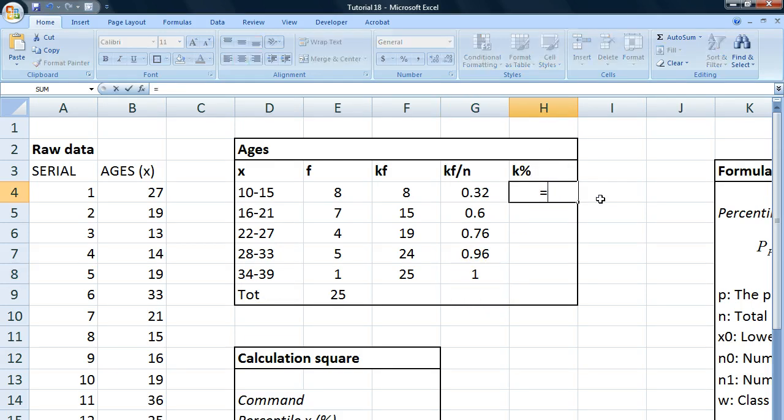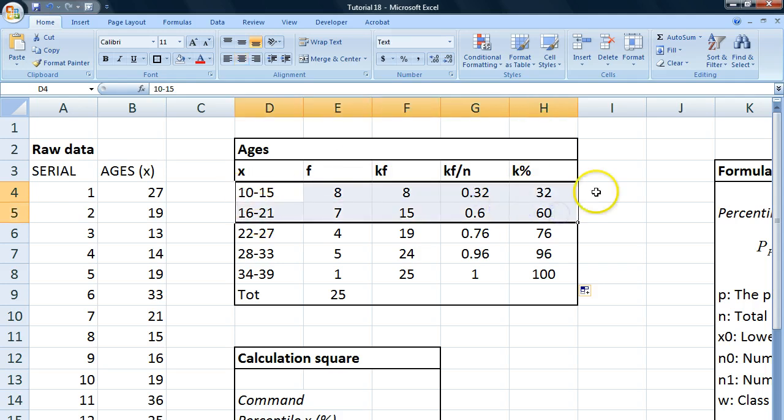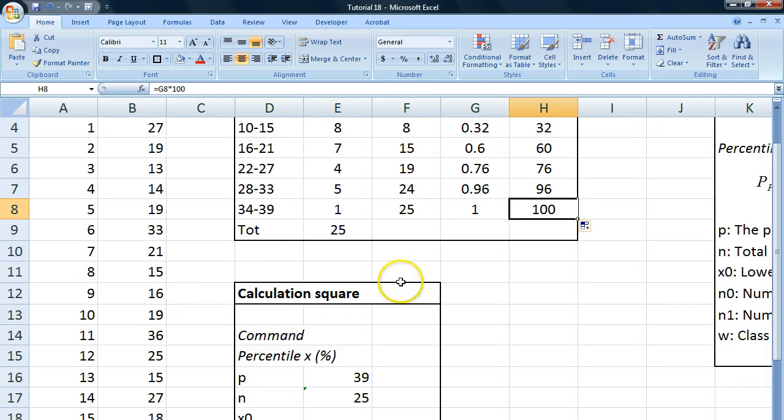And to be extra clear about this, we're going to multiply them by 100, so we actually get percents here. So I pull it down and we get 100% there. In the first class, we have 32% of the observations. In the first 2 classes here, we have 60%, etc. And we end at 100. So we've done it correctly.